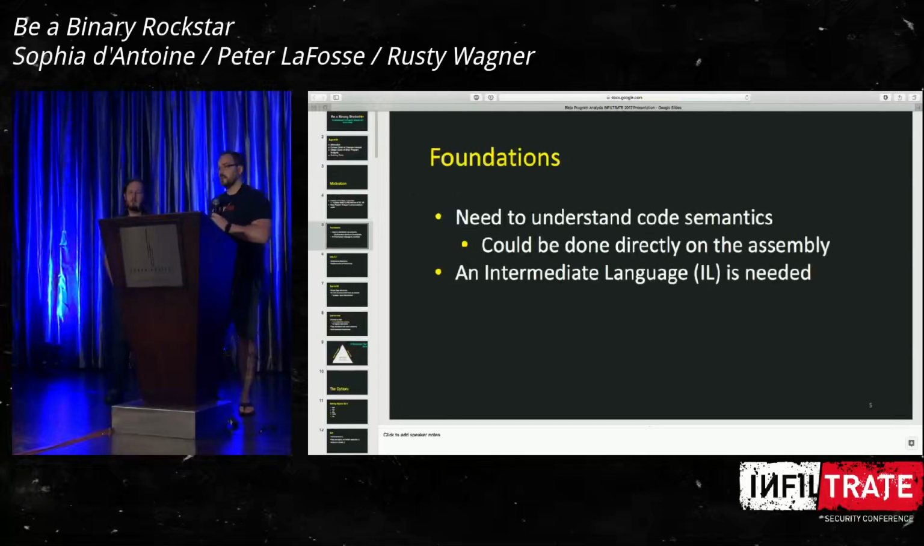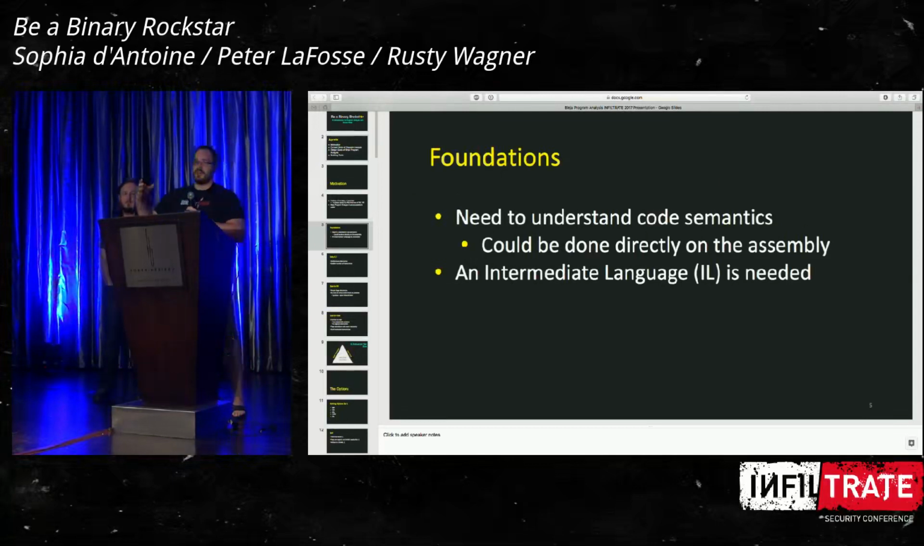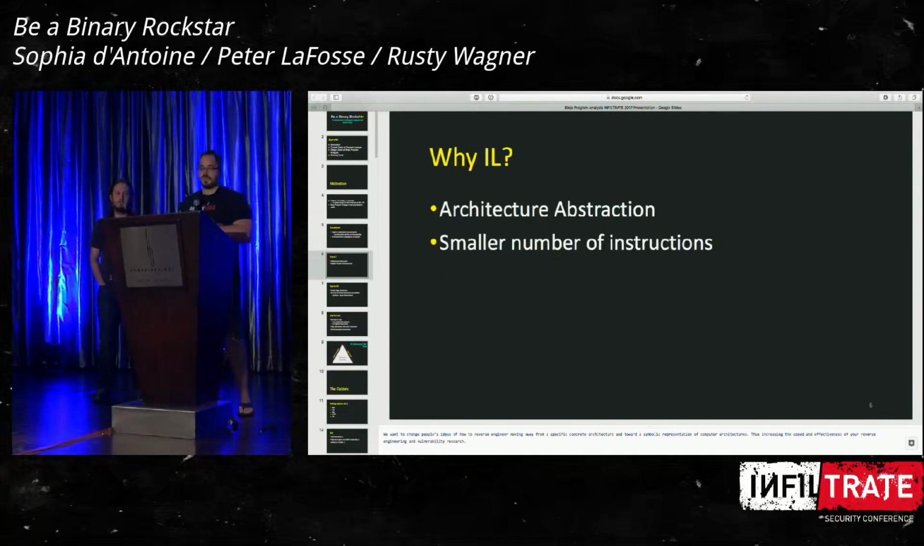So to understand program analysis, you have to understand what the foundations of that are. And the foundation is having a semantic understanding of what code actually does. Now, you could do this directly on the assembly language. You could model every single assembly language instruction, but that would be very difficult and tedious. So most people choose to translate that concrete instruction set to an intermediate form of some sort. So why would we do this? The biggest reason is it gives you an abstraction for your architecture, so you don't have to rewrite your analysis every single time on a new architecture. And another big reason is because these typically have a smaller number of instructions than something like x86, which has over 1,000 instructions.